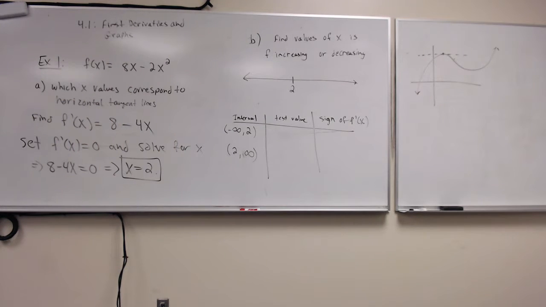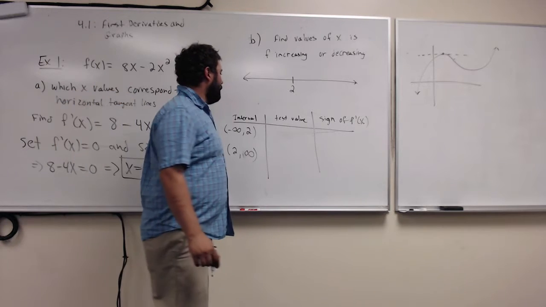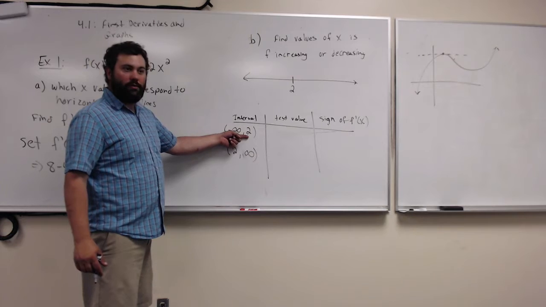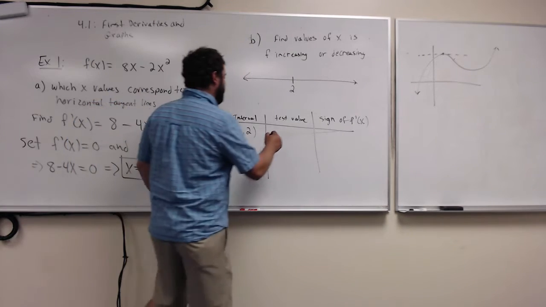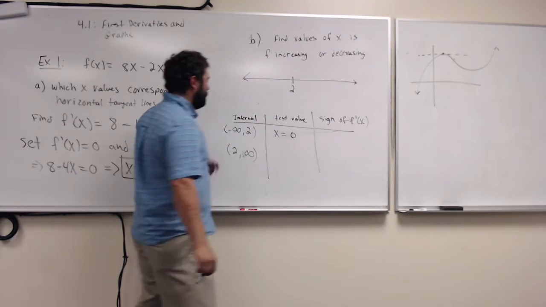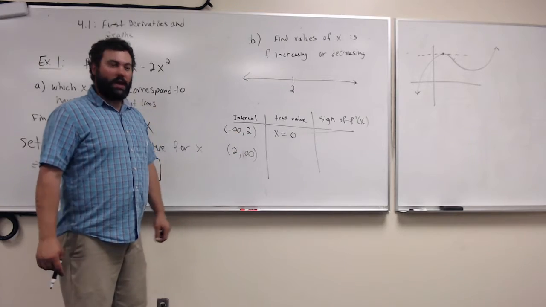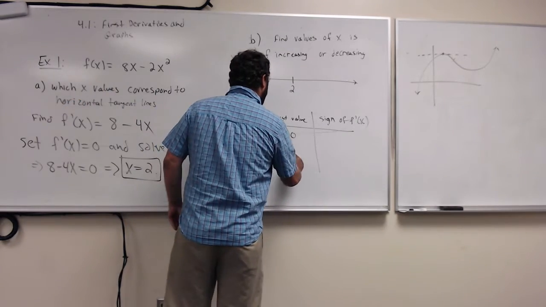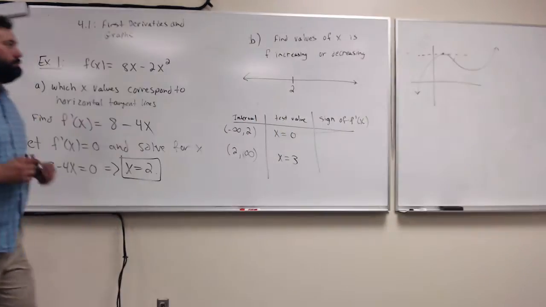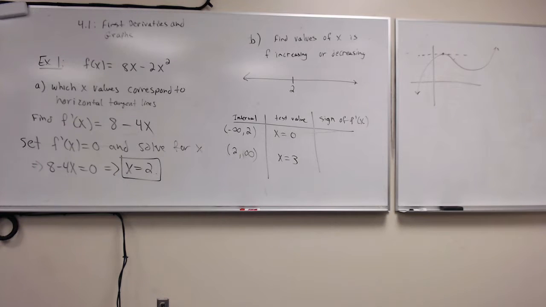You don't really need to make this table. If you're comfortable, you can just draw the number line. Then we're going to pick an x value in each of these intervals. Maybe on this one we can use x equals 0. That's an easy number in that interval. Maybe on this one we'll use x equals 3. And then we'll note the sign of the derivative. Okay.